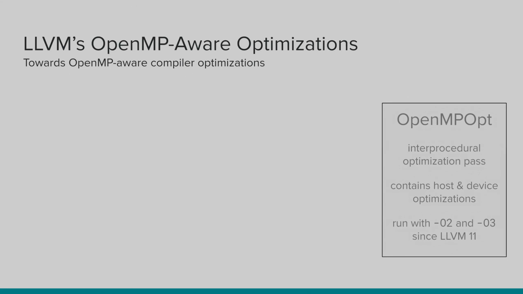Now, remember in the very beginning, I showed you the different parts of OpenMP in LLVM, and one of those parts was this OpenMP opt pass, which is an interprocedural pass. And by now you might have realized why this pass is interprocedural, because as part of the OpenMP lowering, we outline stuff.